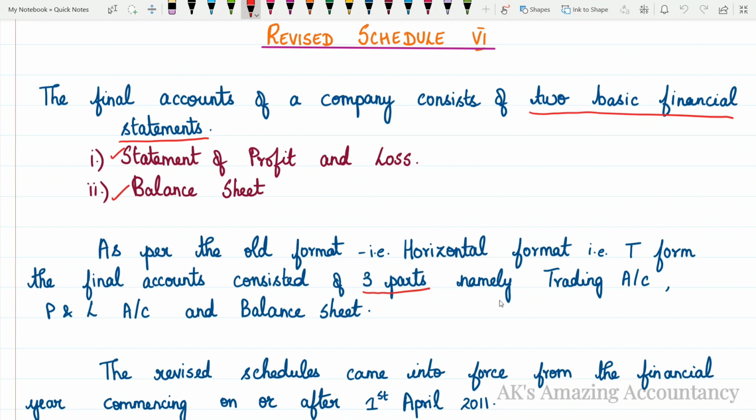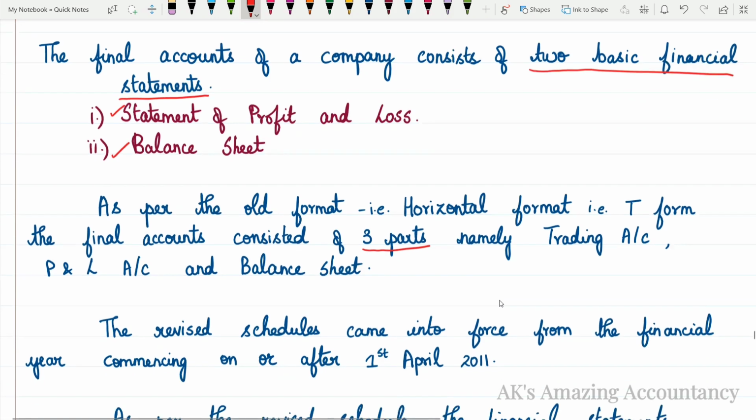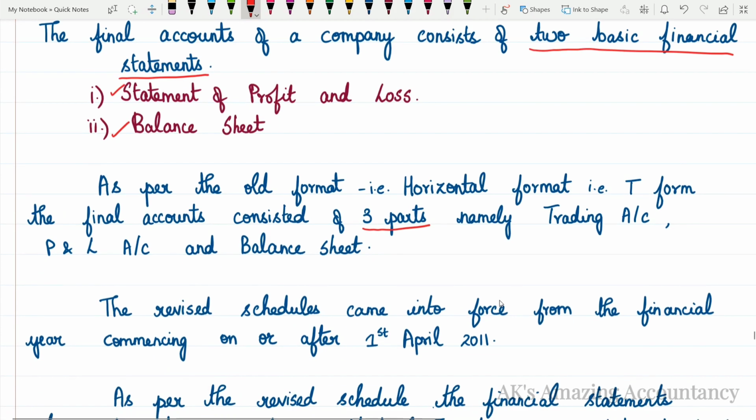From the trading account, we find out the gross profit. Then from the P&L account, we find out the net profit, and that is taken to the balance sheet. But this is according to the old format, and this old format should not be followed anymore. Now, we have started following the new format, which involves a number of schedules, and as per this format, we have to prepare the balance sheet in the form of a statement.